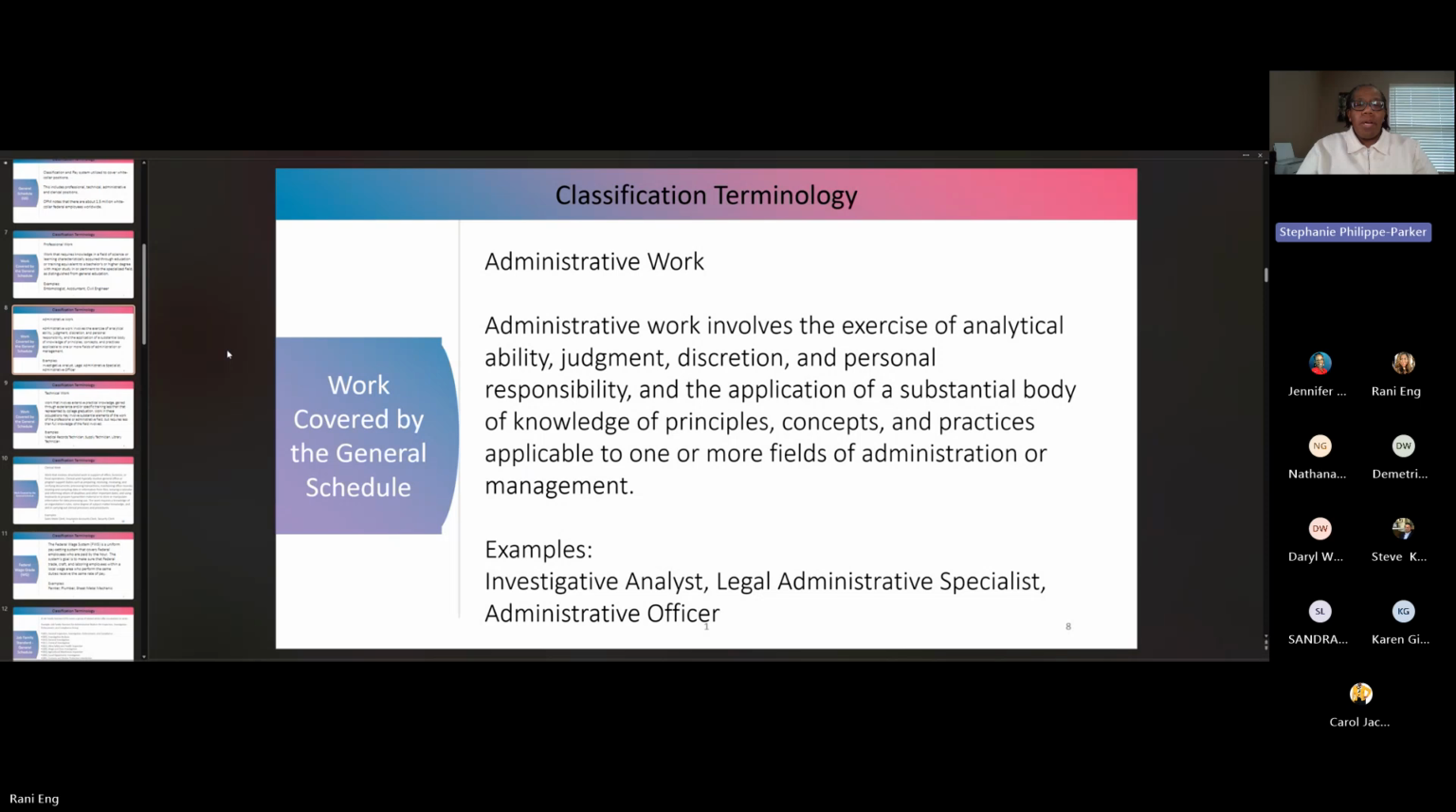This is the most common area of work under the general schedule. It incorporates a vast number of jobs and grades. With the examples shown here, you can see a little bit how administrative positions vary across different areas. So this is what makes this group of work the most common. Next slide, please.